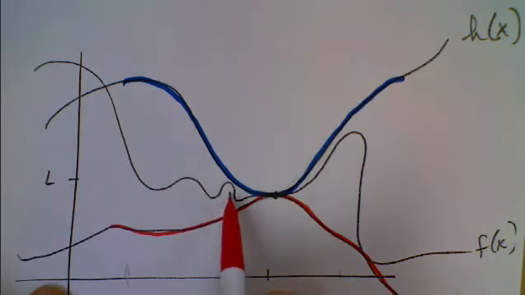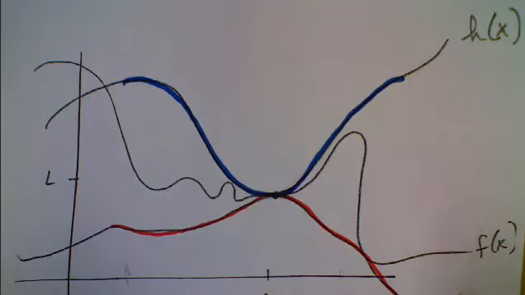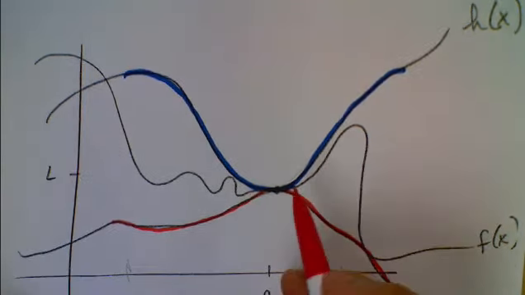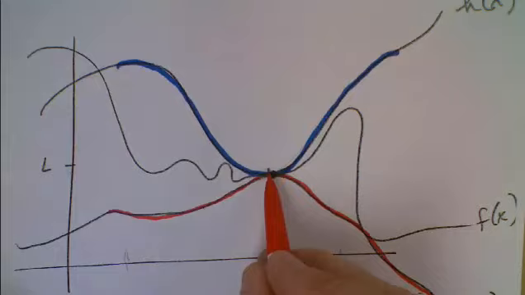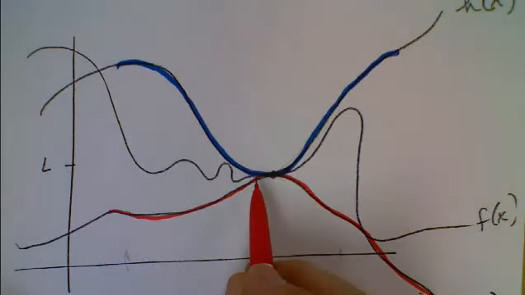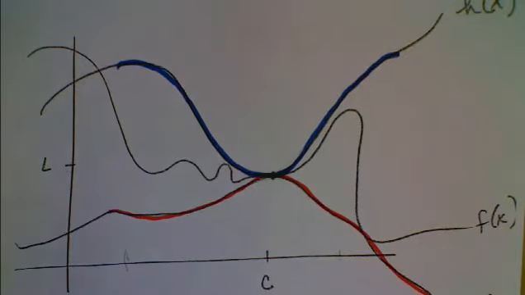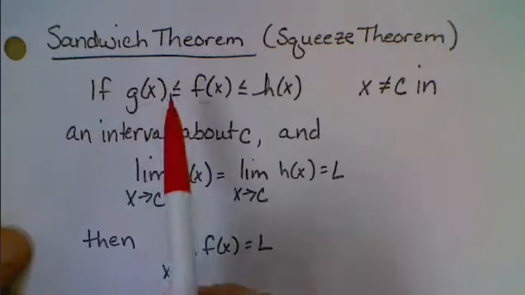So once you can guarantee that this function is sandwiched or squeezed in between the other two, and if you can evaluate the limit of those outer functions, and if they equal the same limit, then you're guaranteed that the middle function also has that limit. So that's really what the top of this note sheet says.